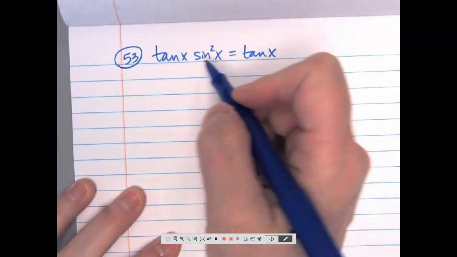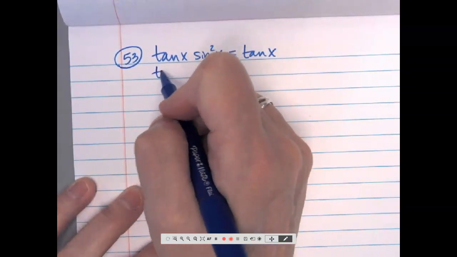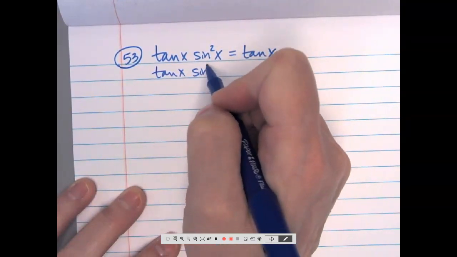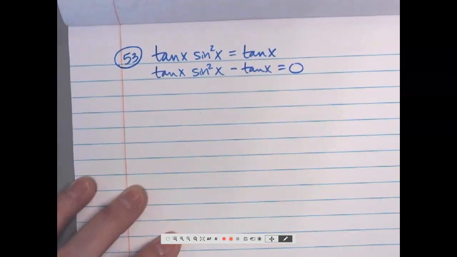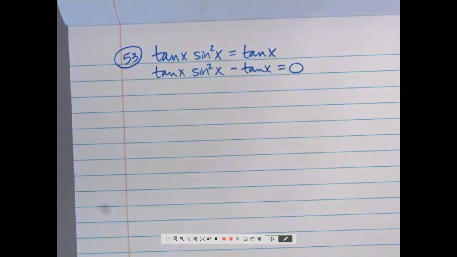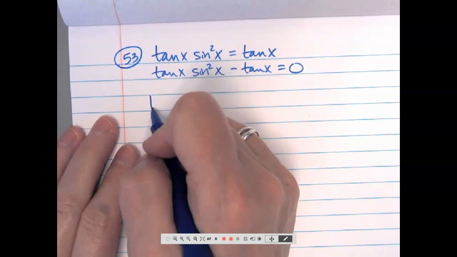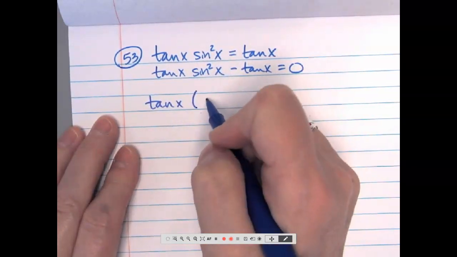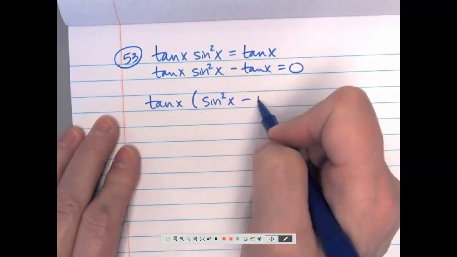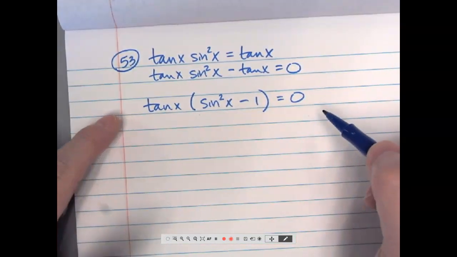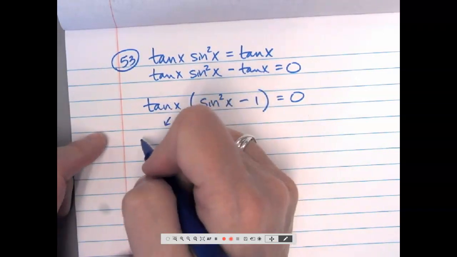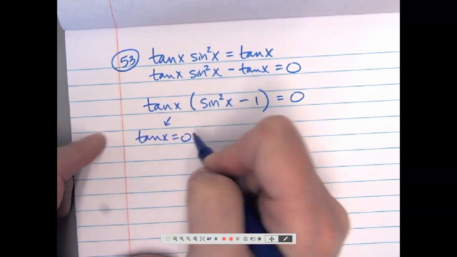So, unfortunately, I've got to subtract this over so that it's equal to 0. Okay, so I want to set it equal to 0. And similar to the other ones we did, I can't combine these. They're not like terms, but I do have a common factor of tangent x that I will factor out. Okay, once I have these two factors and their product is 0, then I set each one of these equal to 0.